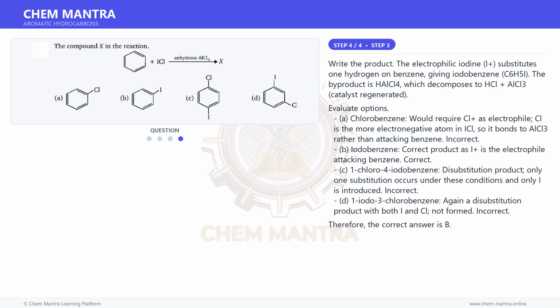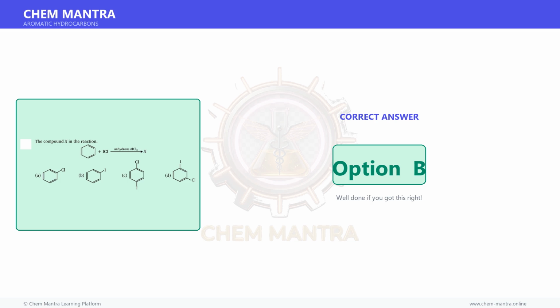C. 1-chloro-4-iodobenzene, the disubstitution product. Only one substitution occurs under these conditions and only I is introduced. Incorrect. D. 1-iodo-3-chlorobenzene, again a disubstitution product with both I and Cl, not formed. Incorrect. Therefore, the correct answer is option B.